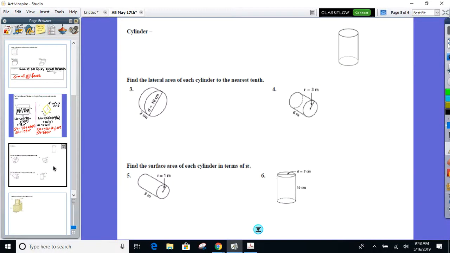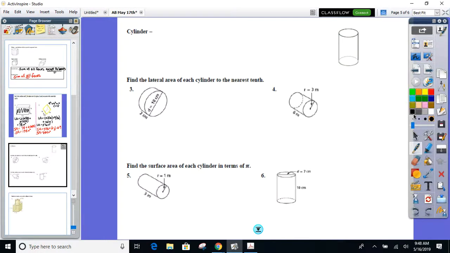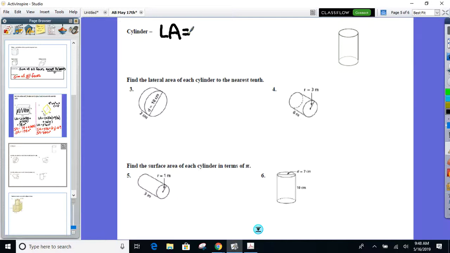And the other one we have to talk about is a cylinder, a circular prism. Okay, a cylinder. I'm going to have a formula for you. Lateral area is still what? Everything but the what? Everything but the bases.